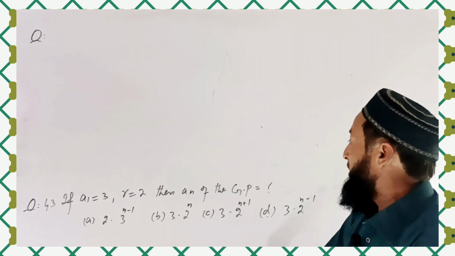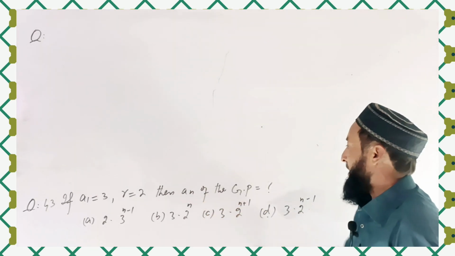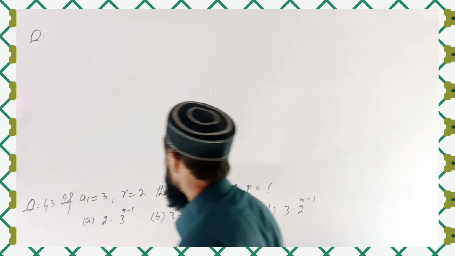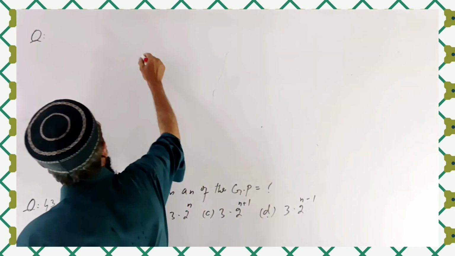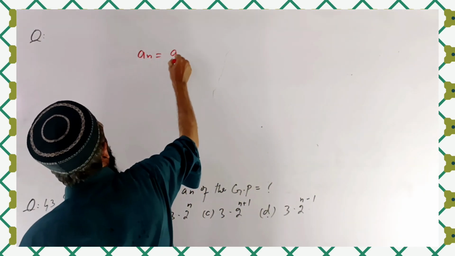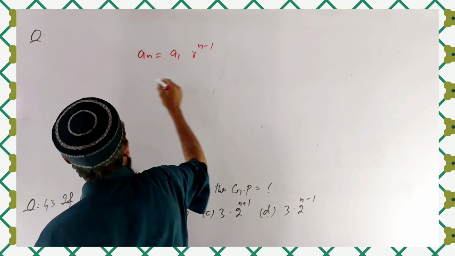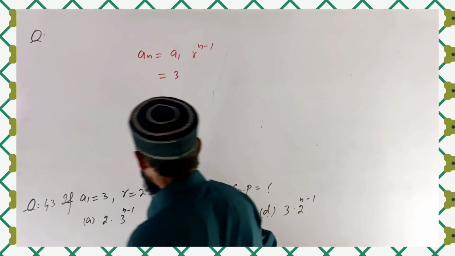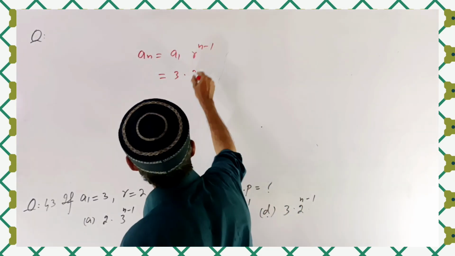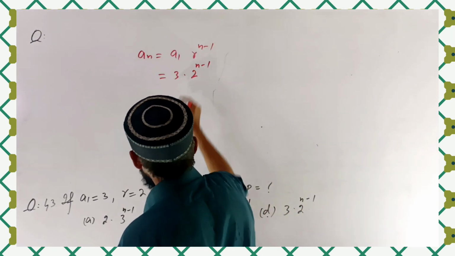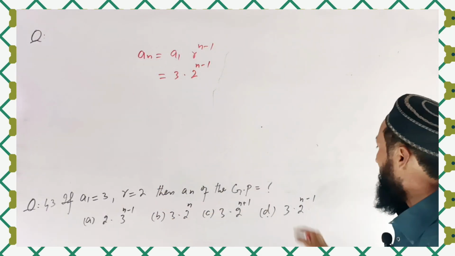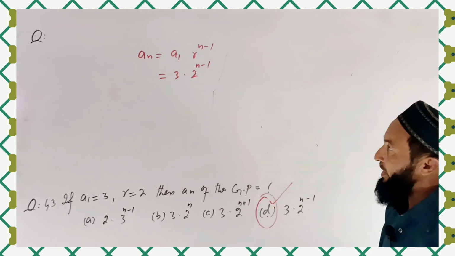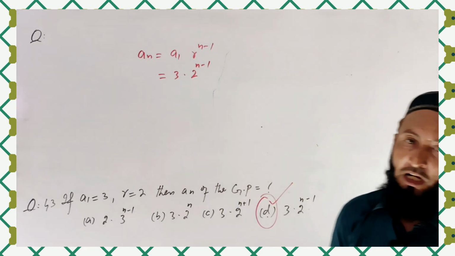And the common ratio is given. Then the general term of the geometric progression is required, which we know is A1 r power n minus 1, and here A1 is given, that is 3, and r is given, that is 2, and n minus 1. So that is the correct answer. Directly D is the correct option. So in this question we just put the values and we will get the answer.